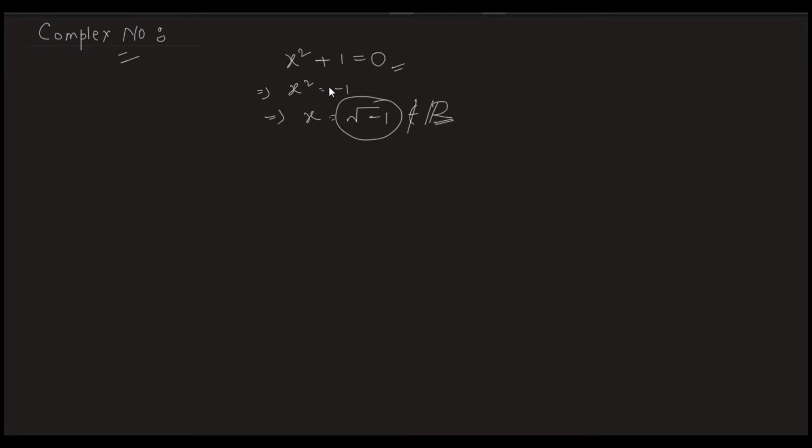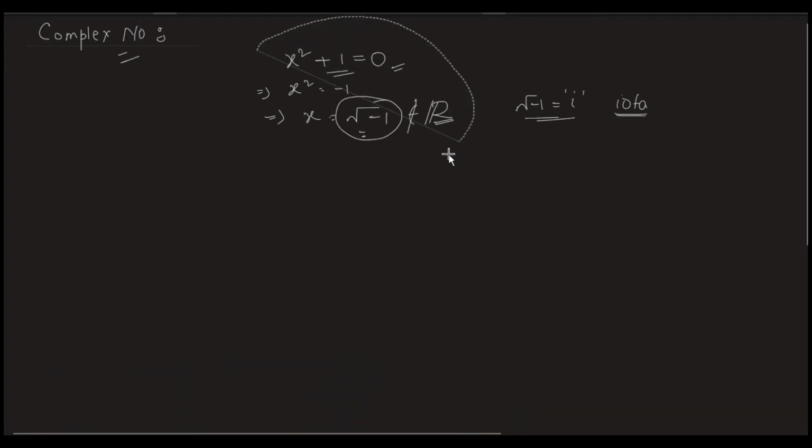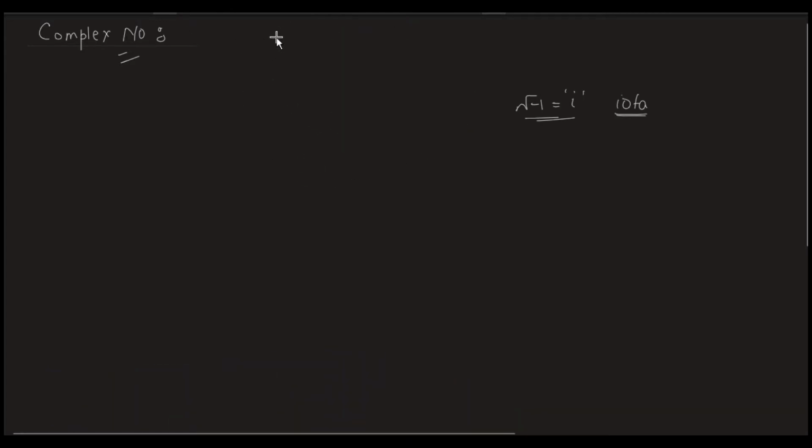And the interesting part is this equation does have a solution in the complex number system. We denote this root over of minus 1 by the symbol i, and this is called iota. This is the backbone of the whole complex number system. So we saw that i equal to root over of minus 1.